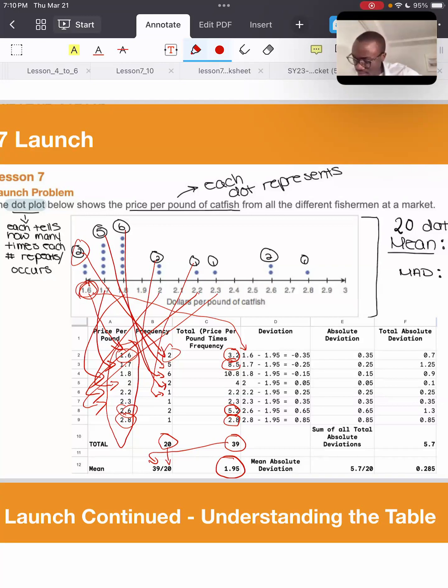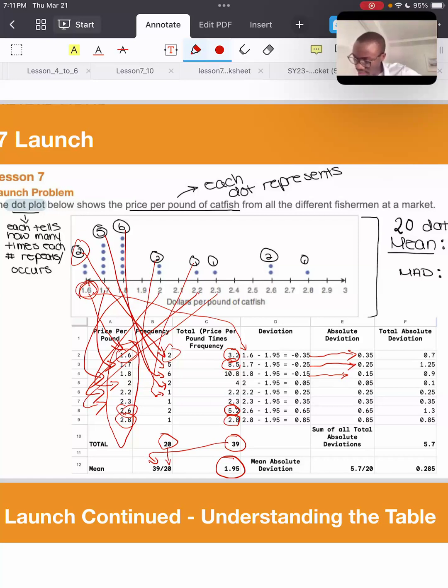The next step is to find the absolute value of the deviations. If you notice here, I drop the negative sign from here and drop the negative sign from here to just have a number without any sign. I do the same thing here. I drop the negative sign, and all these numbers I've also dropped the negative signs.